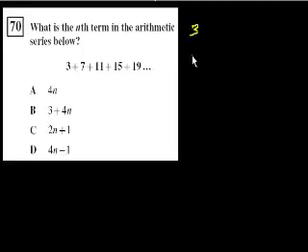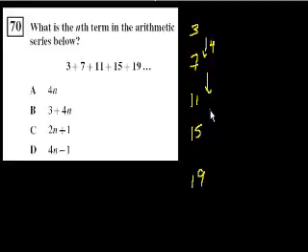Let me write all of this. 3, and then we go to 7, then we go to 11, and then we go to 15, then we go to 19, right? So we go 3, and we're adding 4 every time. Adding 4 every time.